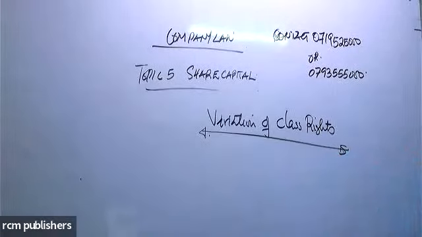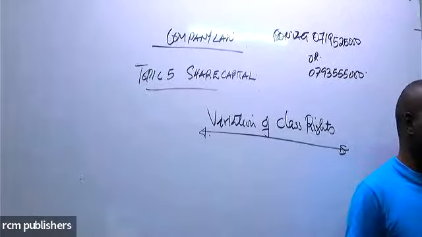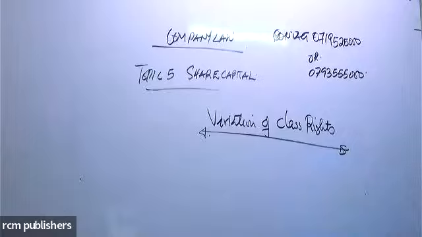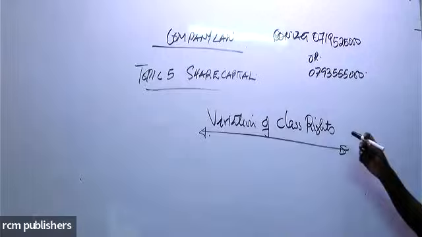For example, preference shares, ordinary, redeemable, bonus shares, employee shares, promoters or founders shares. So preference, ordinary, redeemable, preference shares, employee, founders, then bonus shares. All these we put into one.